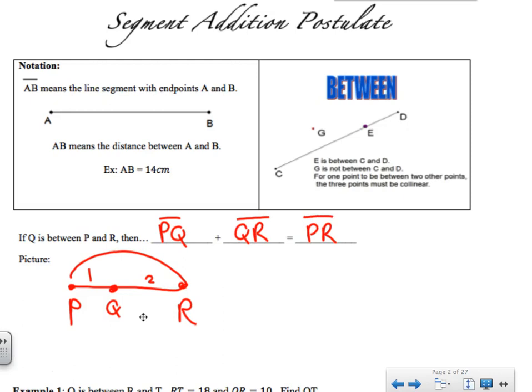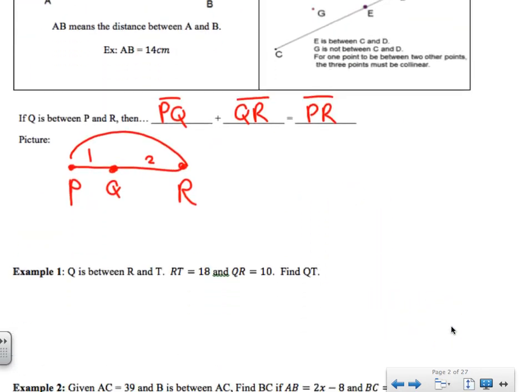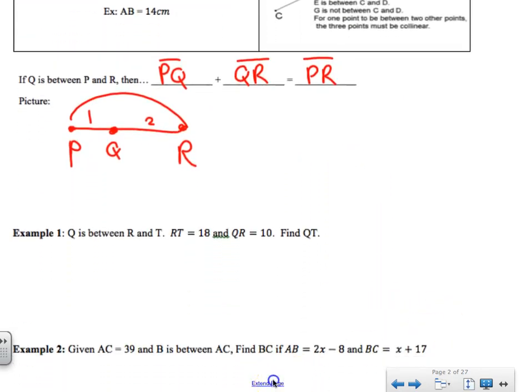Okay? So that's the segment addition postulate. The first part plus the second part should equal the whole line. And we're going to be using that to solve some problems. So I've got two examples.